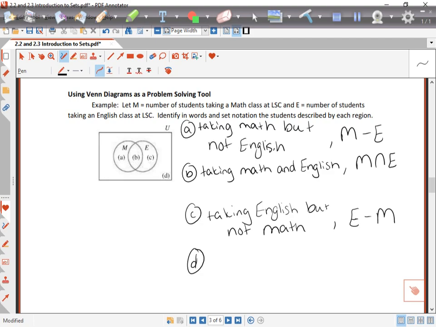And then part D is the outside, so that would be people not taking either one. There are a couple of ways to represent this, but one way is you could say I have math union English. That would be the two circles, and I'm going to take it away from the universal set.